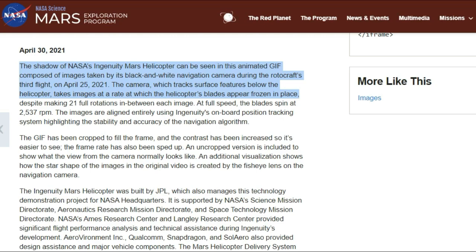So from what I understand, this navigation camera can only take images. Otherwise you don't need to make animated GIFs. It took images at the rate which the helicopter blades appear to be frozen in place. I'm going to scroll up now to see the animated GIF. So if you have a weak heart, shut down your screen.